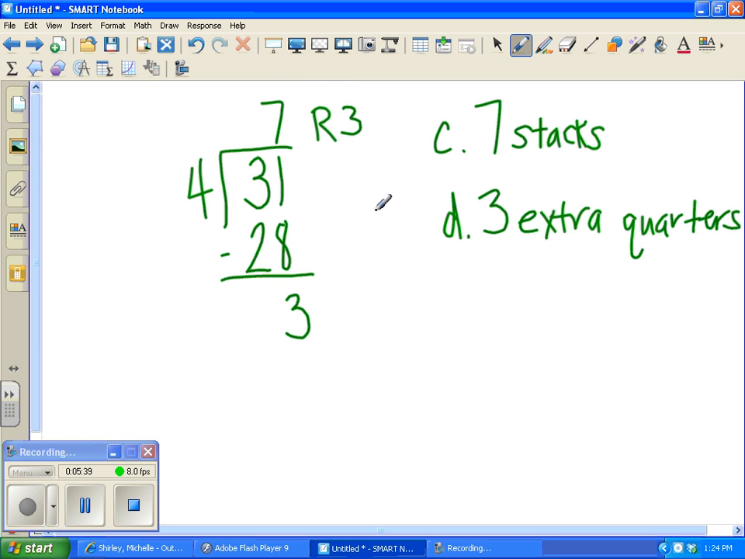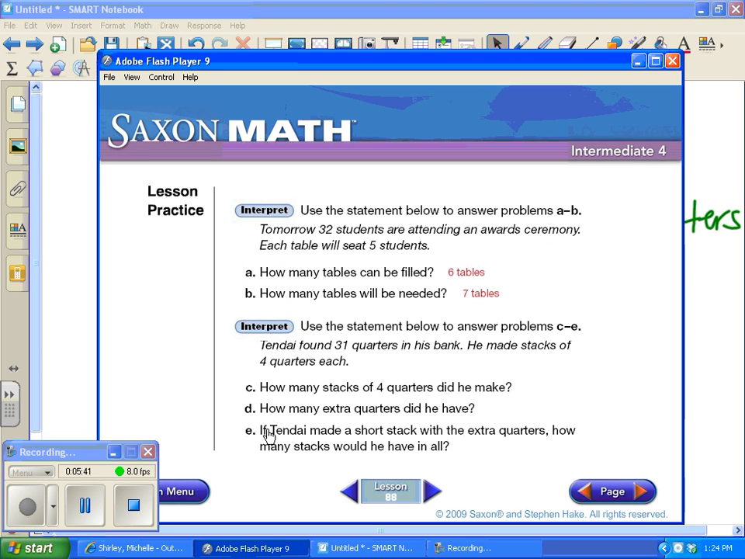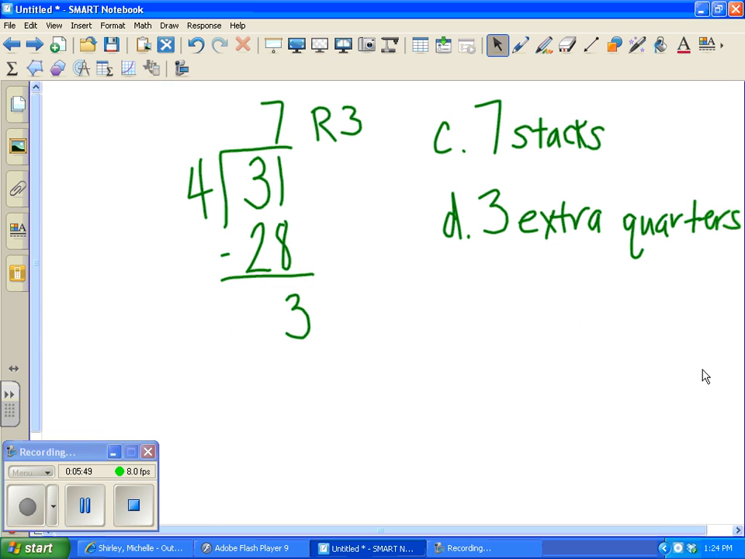That's what was remaining. And E, if Tunde made a short stack with the extra quarters, how many stacks would he have in all? He wouldn't have 8 stacks anymore. He would have 7 stacks. Let it slip, didn't I? With 7 full stacks and 3 left over, if he stacked those 3 into a short stack, then he would have 8 stacks, 7 full size and 1 short stack.